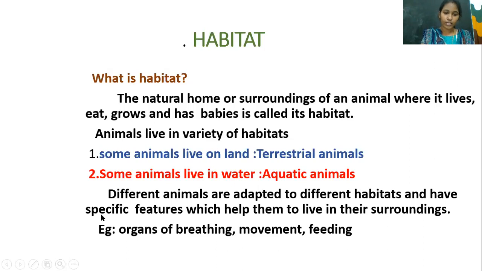For example, organs of breathing. The breathing organ is not the same for all animals. Their organs of breathing, their movement, their feeding habits are also different. Okay, different animals live in different habitats. Understood?